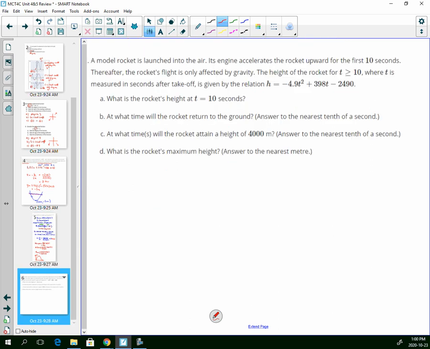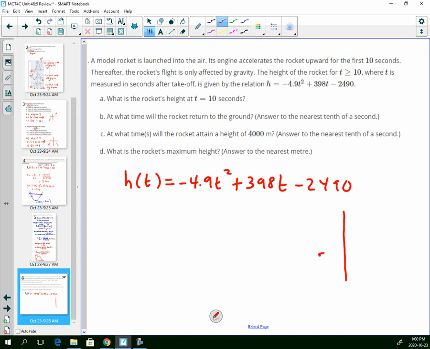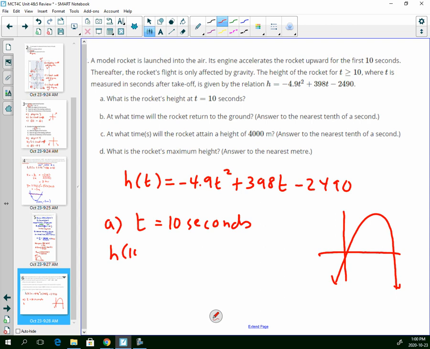And then this is the last one. So this is a rocket, typical projectile question. The height of the rocket is given. So that's the height of the rocket. The rocket looks something like this, right? It's a projectile, so it's going to go up and hit the ground. So it wants us to A, find the height at 10 seconds. So all we have to do is plug that amount into the equation, find it at 10 seconds, and then we'll just find the height.